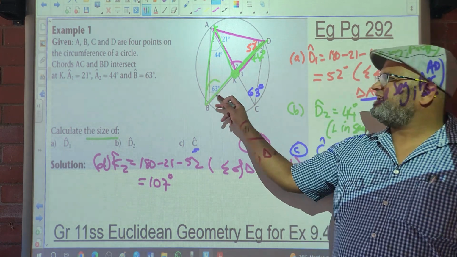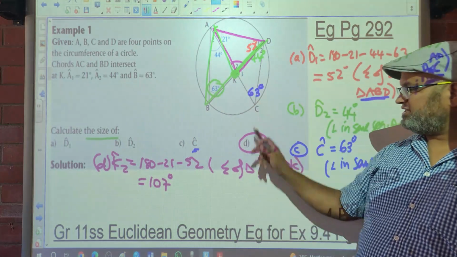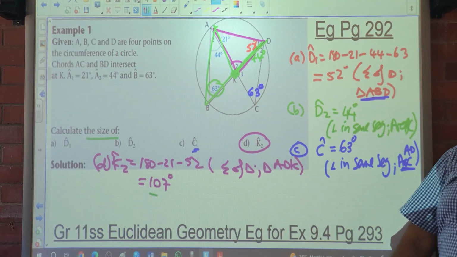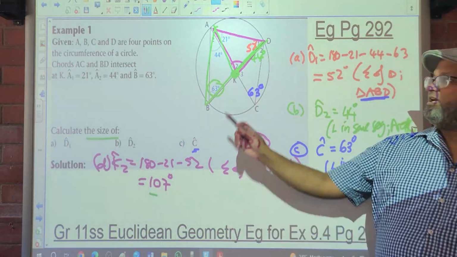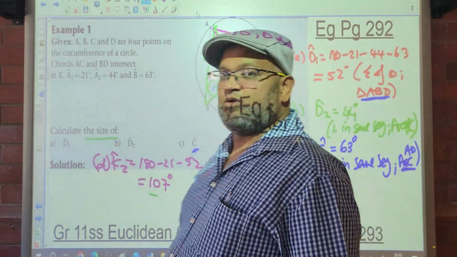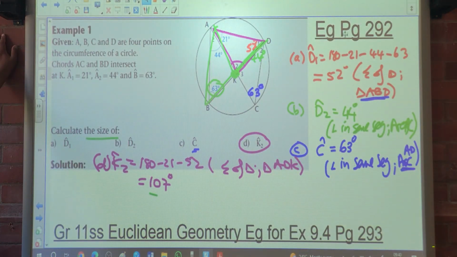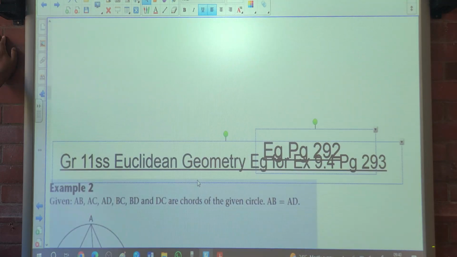What is double 63? 126. Was K2 126? No, it was 107. So again, when can we say that K2 is double angle B? If K is given as the center of the circle, we have proven it. Okay. Any confusion there? Alright, let's look at the next one.